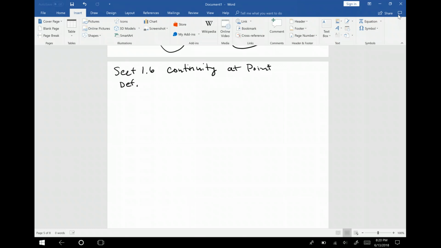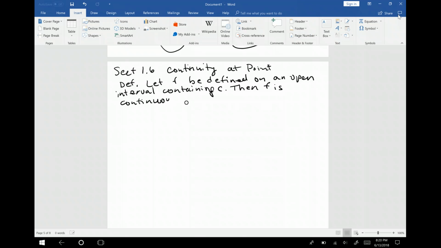So let f be defined, and this should be one of the first things in your book, probably that first page, on an open interval containing c. Then f is continuous at c if the limit as x approaches c of f of x is the value of the function f at that number c, whatever that c is.